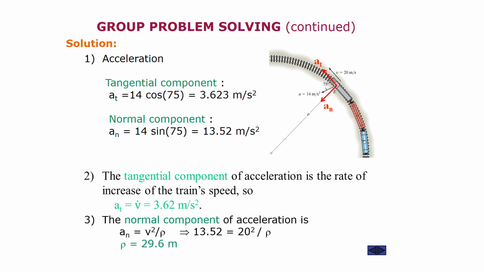And then the normal component: v is given as 20 meters per second. So you take v squared, and we have already found an earlier. So from here you can find out the radius of curvature. That's all for this section. Thank you very much.